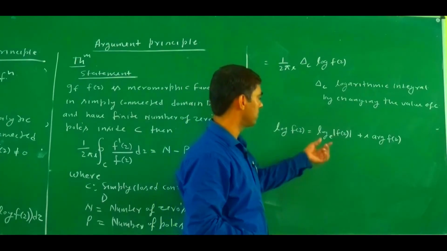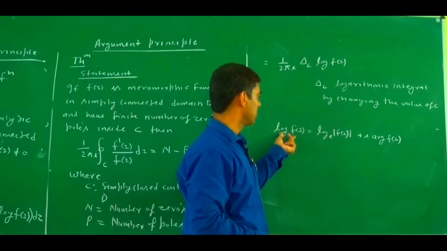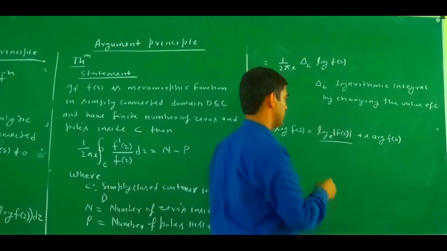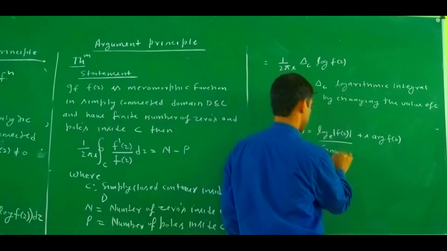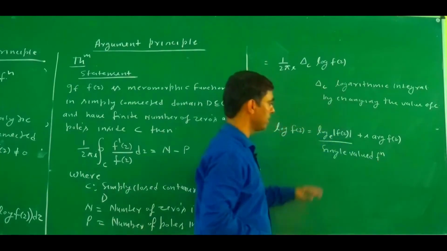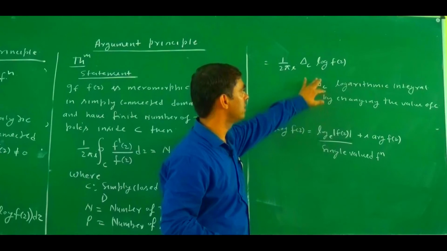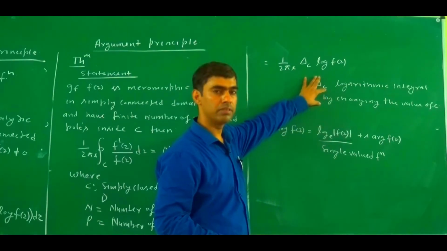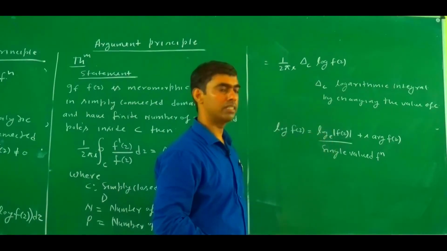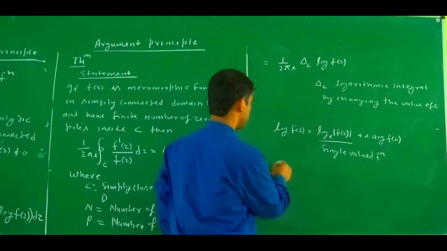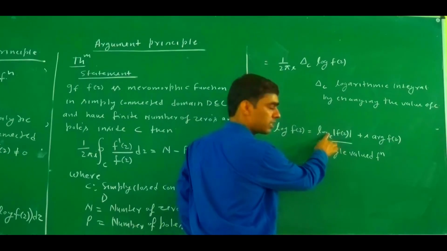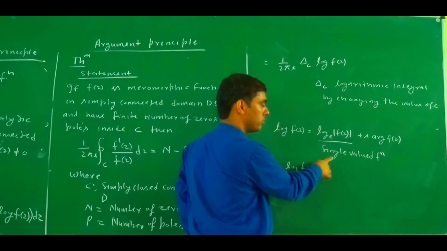So if log of f(z) is written in this form, this one is a single valued function. If this one is a single valued function, it means this one is not affected by changing the value of c. It means on a path c, the value for this one remains unchanged. So what is the value for this one? Del c log of f(z) becomes 0, because this one is single valued.